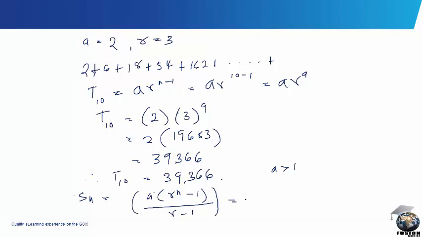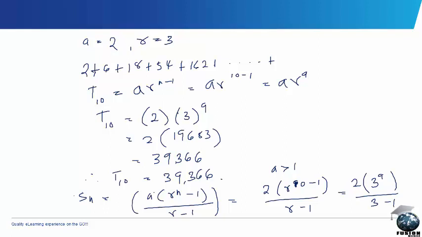Which implies that a, which is 2, times r raised to the power n minus 1, let me use 10 minus 1, all over r minus 1. Where we know that r is 3, and then this is 3 raised to the power 10 minus 1, which is 9, all over r minus 1. R minus 1 here is 3 minus 1.